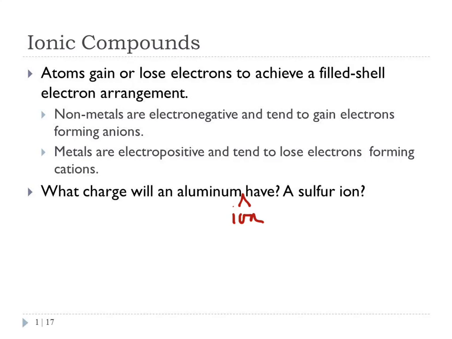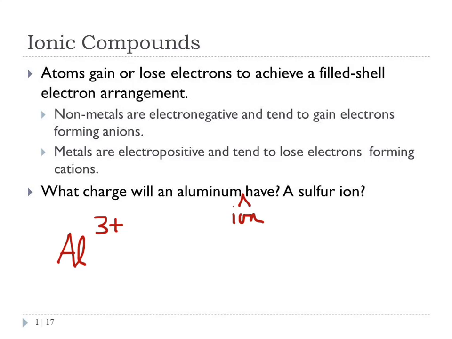What charge would an aluminum ion have? 3 plus. And one way we can figure that out is by looking at the Lewis structure for aluminum. We look at aluminum, it's in group 3A. It has 3 valence electrons. To get a full valence shell, the easiest way is to lose those 3 electrons and get rid of those. And if we take away 3 electrons, then we have a 3 plus charge.